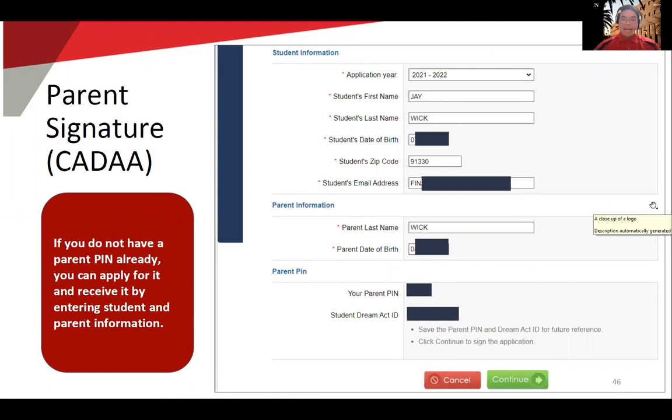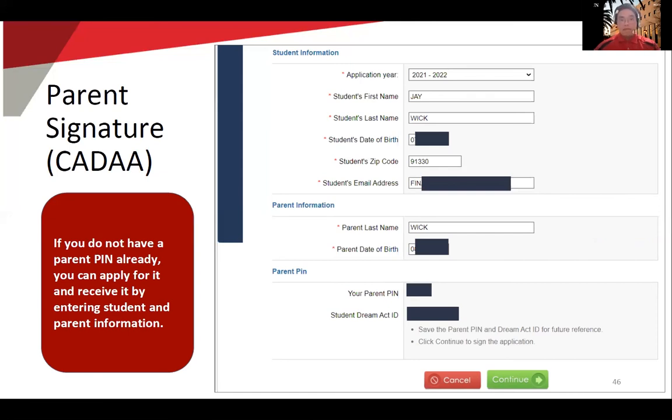By signing the CADAA application, your parents are certifying that they have provided information that is accurate and correct, and that they agree, if asked, to provide information that will verify the accuracy of the completion of the application, such as federal income tax and other documents. It is important to note that only one parent is required to sign the CADAA application.